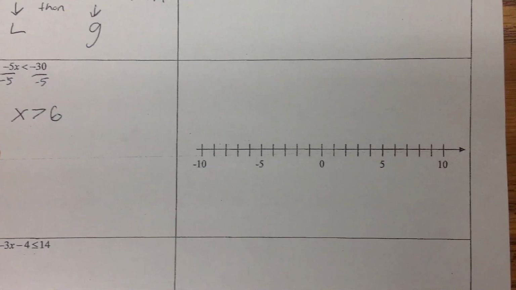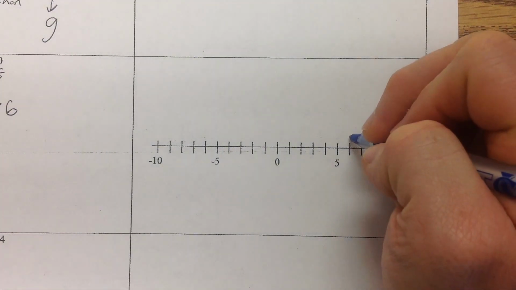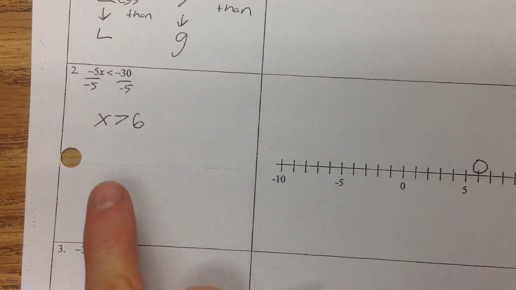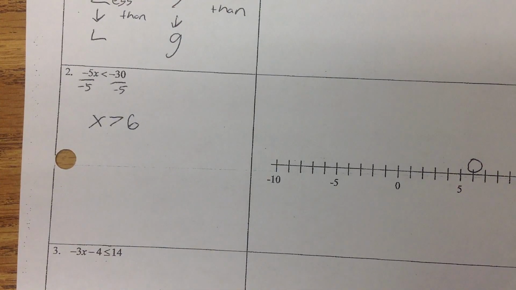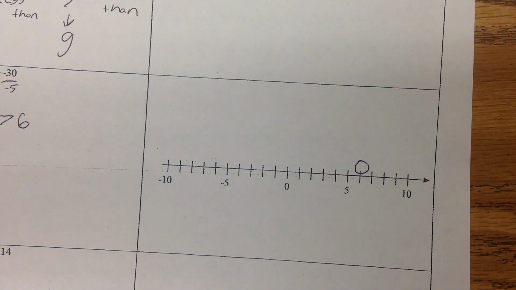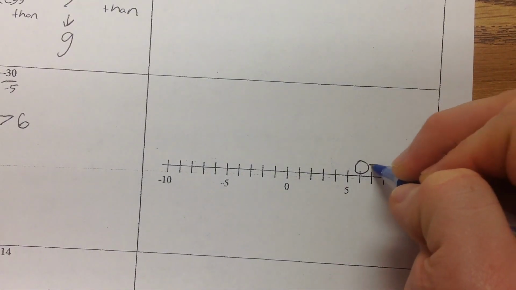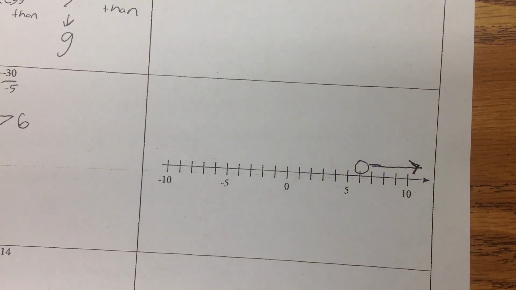So we're going to go over to our graph, and this time, instead of using a closed circle, we're going to use an open circle. That open circle is because we don't have an equal sign under our inequality. This is saying x is greater than 6. It's not allowed to be 6. 6 is not greater than 6, so we show that by using an open circle. And since it's greater than, we want all the numbers that are larger than 6, which is going to be off to the right here. So our arrow would go off to the right.